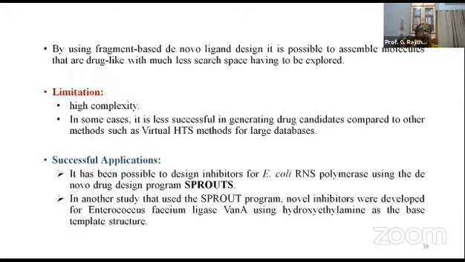Limitation: high complexity. In some cases, it is less successful in generating drug candidates compared to other methods such as virtual high throughput screening of large databases. For de novo, an example is designing inhibitors for E. coli RNA polymerase using the de novo drug design program SPROUT. In another study, with the SPROUT program, novel inhibitors were developed for Enterococcus faecium ligase VanA using hydroxyethylamine as the base template structure.